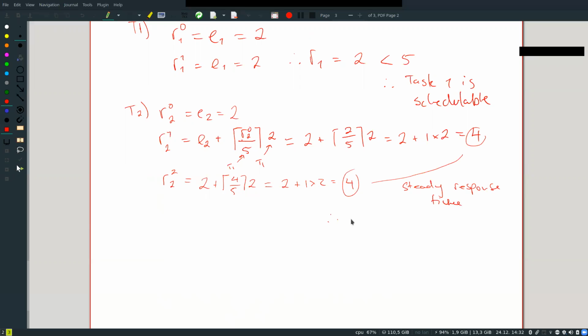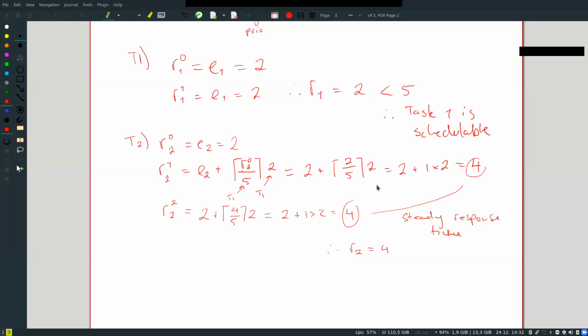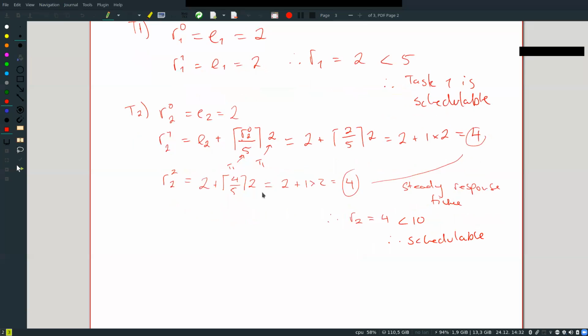Therefore, the response time of task 2 equals 4, and its period was 10. This is less than 10, therefore schedulable. So far, so good. Everything we've looked at has been schedulable. Let's move down to task 3.